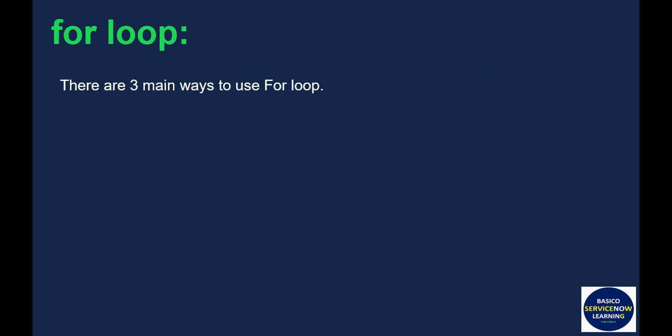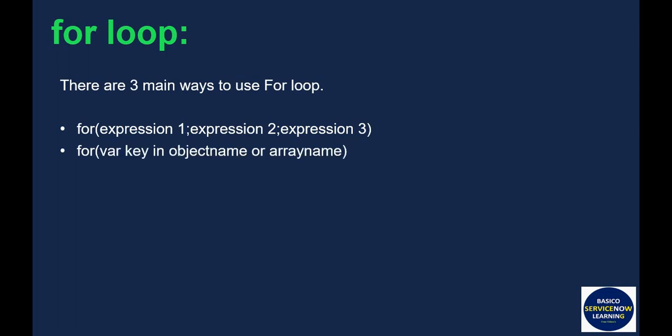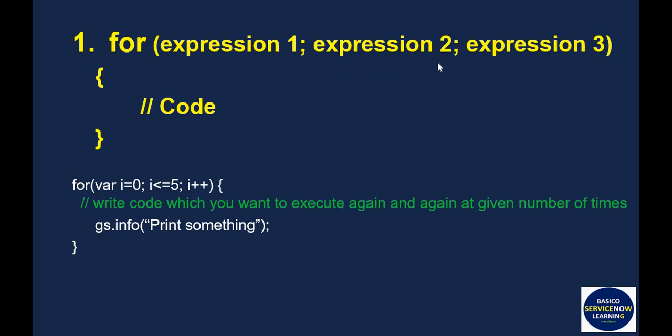There are three main ways to use for loop. The first way is this, for with expression 1, expression 2, and expression 3. The second one is for in, and the third one is for of. So let's see how we can use the first way, for with expression 1, expression 2, and expression 3. In expression 1 we have to initialize the value, in expression 2 we have to provide the condition, and in expression 3 we have to increment or decrement the value, and then whatever code we write between the curly braces will get executed.